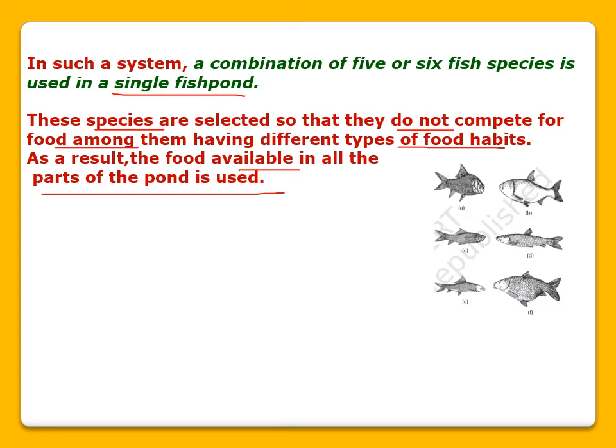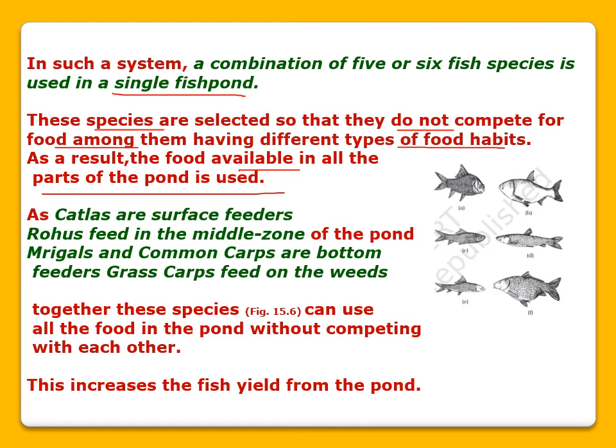So in the same pond, some different types of fish are kept, and those fish are different types of feeders. Some are surface feeders, some are middle zone feeders, and some stay at the bottom. So they do not compete with each other for food. Some fish like catla, they are surface feeders. So whatever food will be there at the surface of the water, they will eat that only. They will not go down deep into the water, and they will not compete for the food with the fish that stay in the middle zone. Rohu is the middle zone fish, and mrigal and common carps are the bottom feeders.